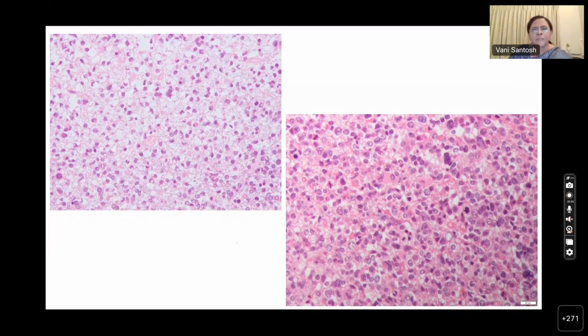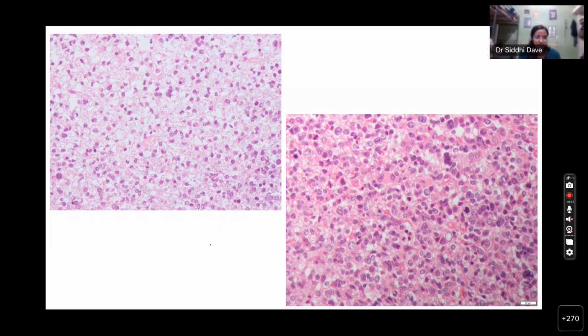Please describe. We can see here cells of various sizes, with hypercellular areas, and some mitosis is also there, and abundant eosinophilic cytoplasmic cells are also seen, and some areas showing vascular proliferation also. So what do you think these cells are? These cells are astrocytes.